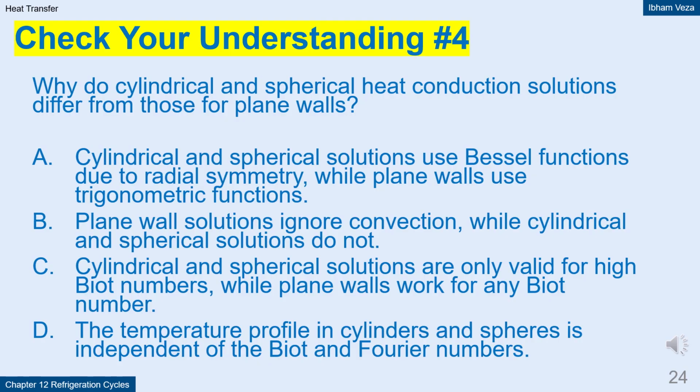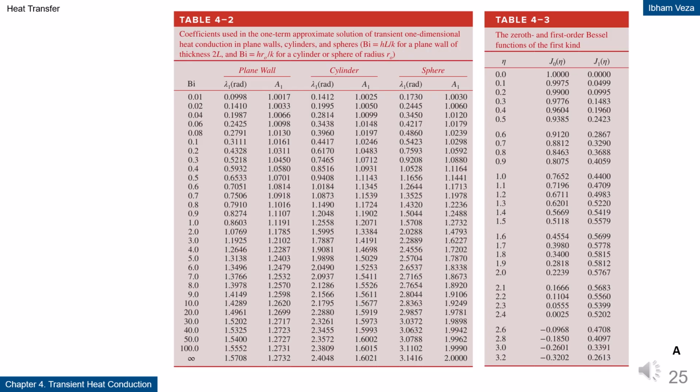Convection is considered for all geometries, with the Biot number linking surface convection and internal conduction. C. Incorrect. Solutions for all geometries depend on the Biot number, but are not limited to high values. D. Incorrect. Temperature profiles in all geometries are influenced by Biot and Fourier numbers, which define the heat transfer behavior.